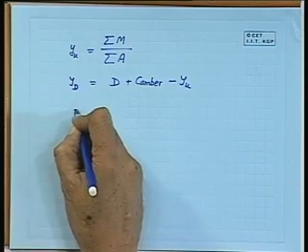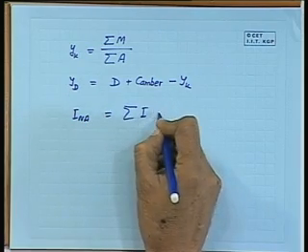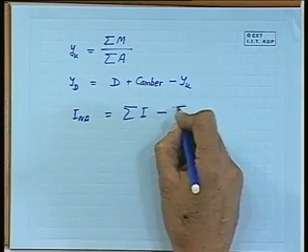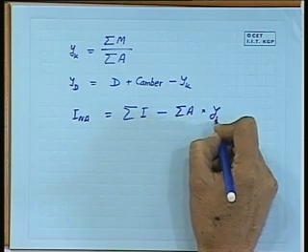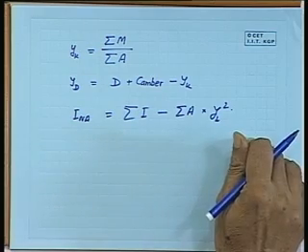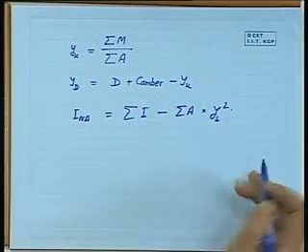Now, INA, neutral axis, will be sigma I minus total area into YK square. This is the parallel axis theorem. So, the moment of inertia about its own neutral axis will have a minimum value about the reference axis, whatever is there, minus the total area multiplied by the distance square. It's okay. So, I get what is INA.